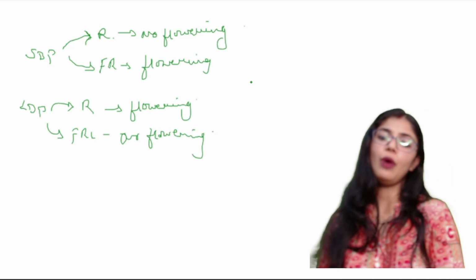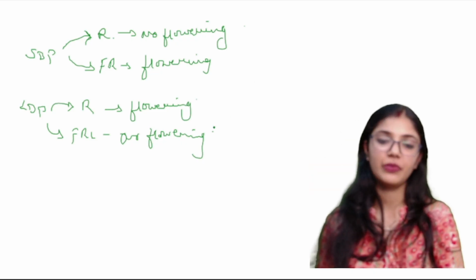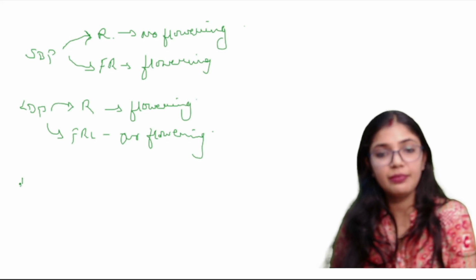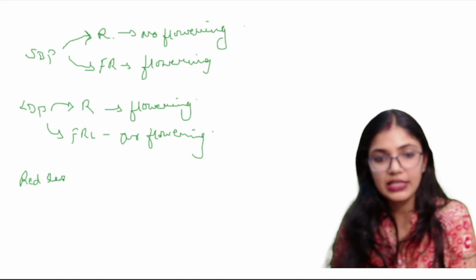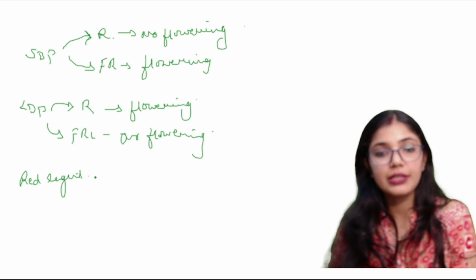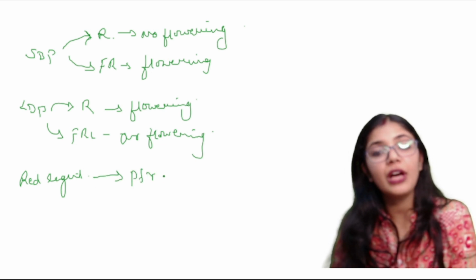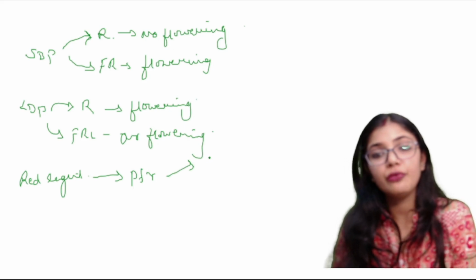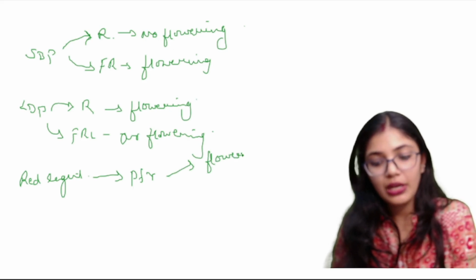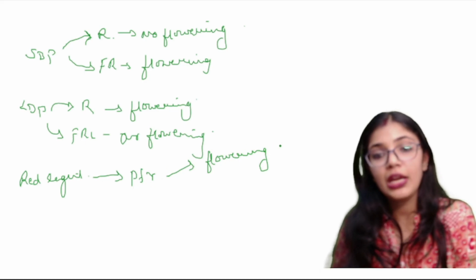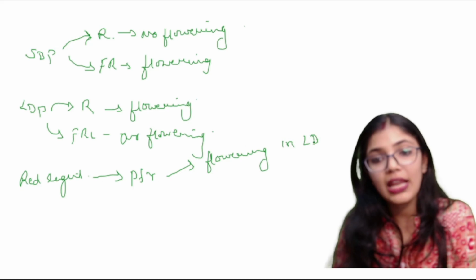Okay, so why is it so? What is the reason? So what happens when the red light is present? It converts into PFR. If there is PFR present, then what will it do? It will do flowering. Where will it do flowering? If PFR is more, it will do flowering in long day plant.